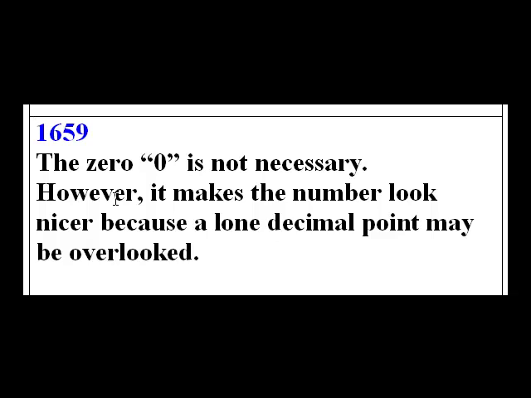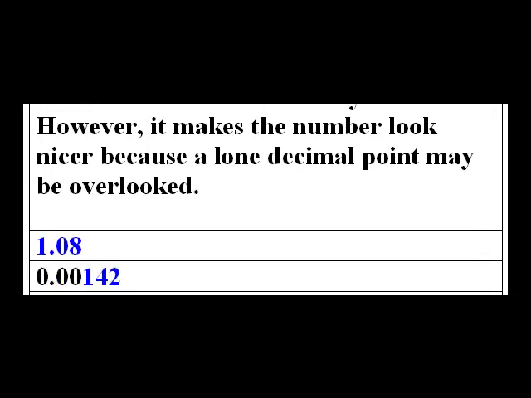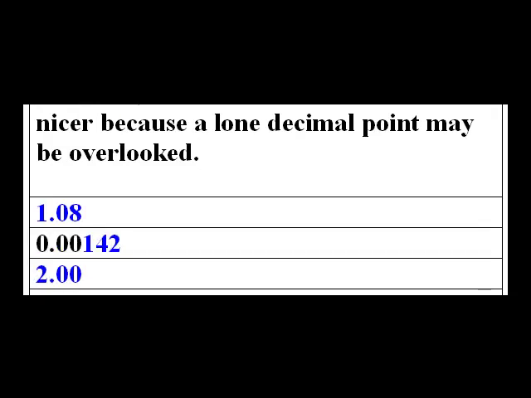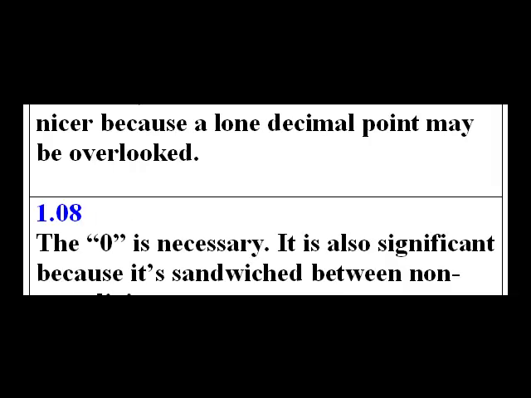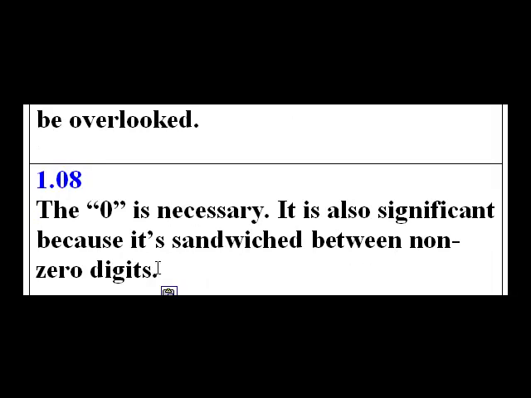That doesn't look much different. But if you make sure that you have the 0 in front of that, then you know exactly that this one is a 0.1659. In any case, it's a leading 0 and it's not significant. Okay, next one. In this case, the 0 is necessary, because if it wasn't there, this would look completely different, so it has to be there. It's also significant because it's sandwiched between non-zero digits.